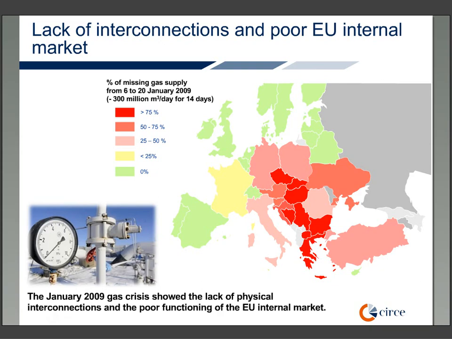As can be seen in the figure, in the map, some countries experienced important rates of missing gas supply, over 65% in some of the countries.